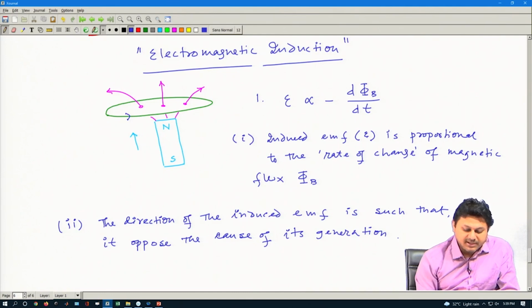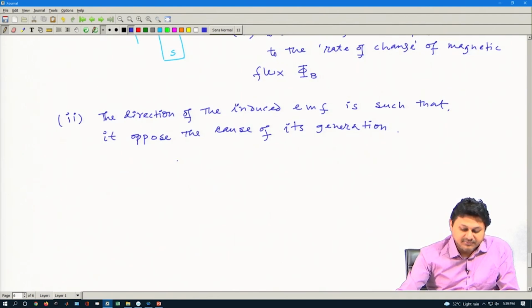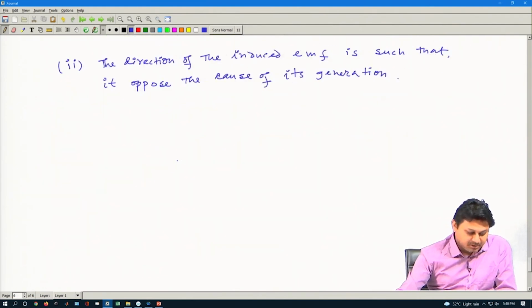There will be a current, and that current can produce a magnetic field itself, and the direction of the magnetic field should be such that it opposes the motion of this magnet. So, that means we need to do some kind of work. That is the physical significance of having this negative sign.